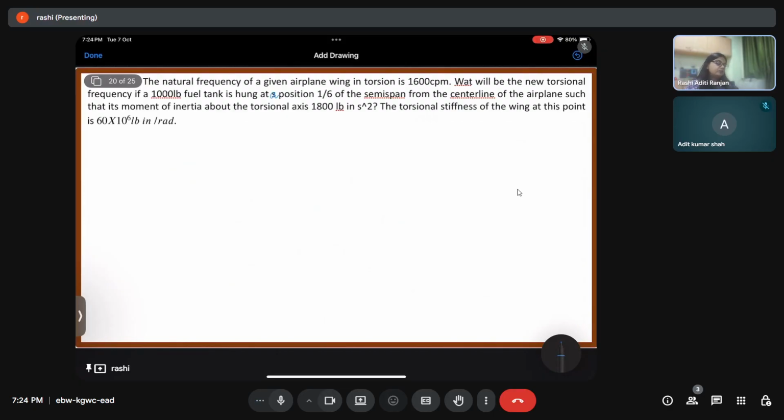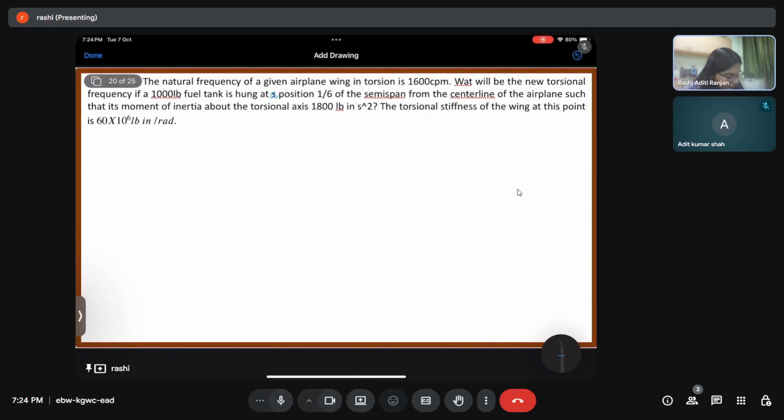In this question, we already know the natural frequency of the airplane wing. But now a fuel tank is attached. So how do we know the new natural frequency? Because for an airplane, it is very important that we know the resonant frequencies so that any kind of catastrophic failure can be avoided, right? So what are we going to do? The question is somewhat like this.